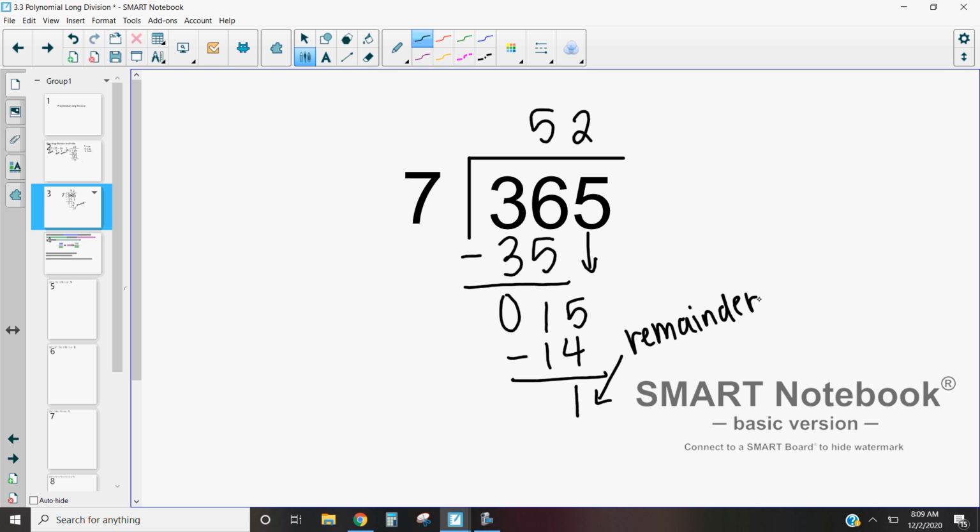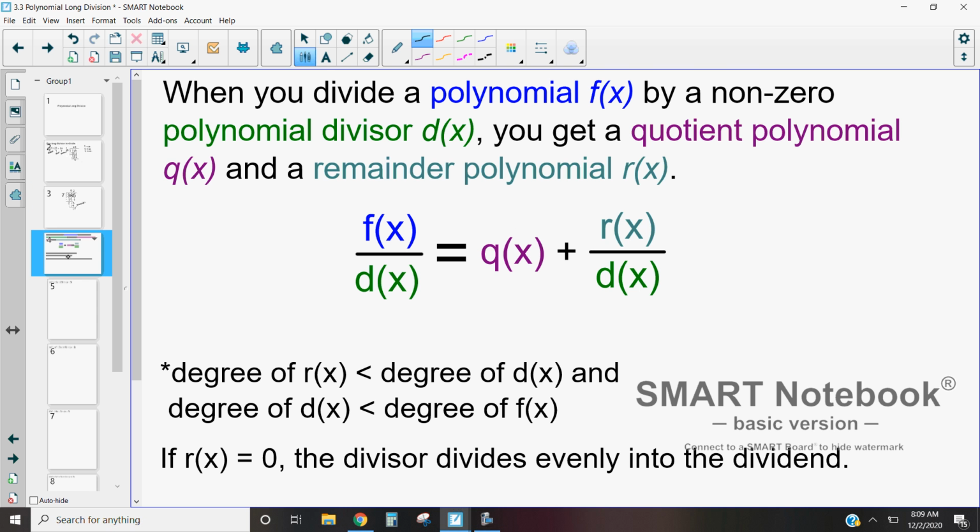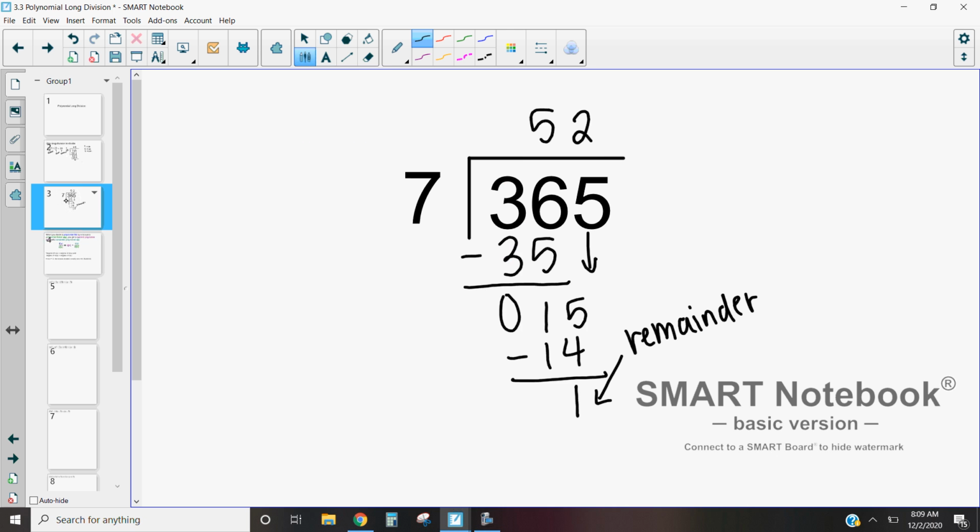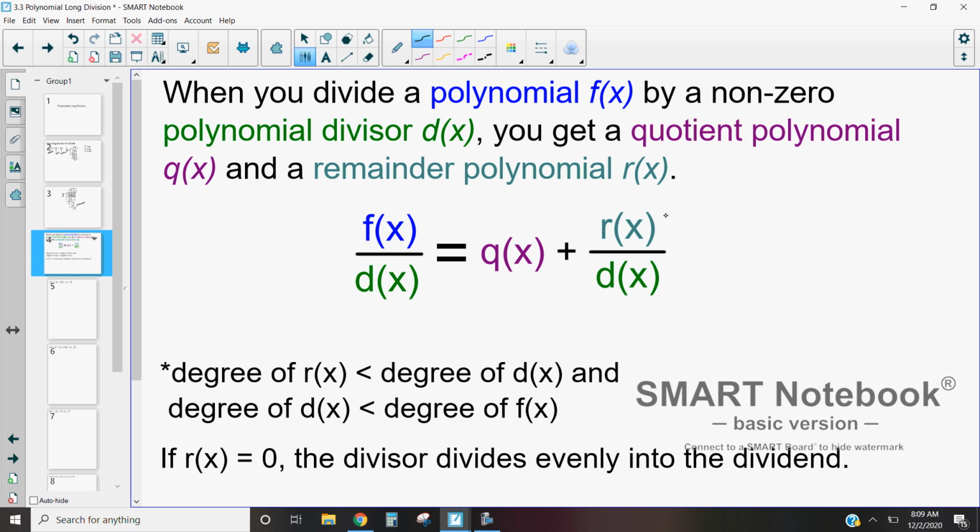Now that remainder is going to be super important when it comes to long division with polynomials, because we actually write a fraction with a base that's going to be a polynomial with whatever remainder is left over. Now with that, we do have a couple of special conditions. So if I have a polynomial, f of x, and I'm dividing it by a divisor polynomial, then what I'm going to get is a quotient polynomial, which is whatever's up here, like this is our quotient, plus our remainder divided by our divisor.